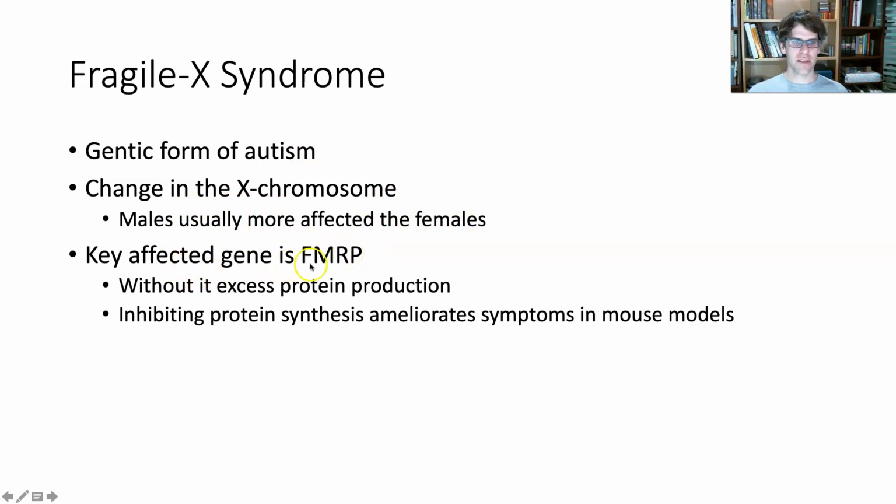The key gene that is affected is FMRP. Without it, excess proteins are produced; inhibiting protein synthesis ameliorates symptoms in mouse models. So what does it mean? Again, this is a generic effect where you have a mutation and it makes more of a lot of different proteins. That's not specific enough to completely understand the disease, but we do know that if you knock it back down in a mouse, at least, they seem to restore back to something closer to the control condition.